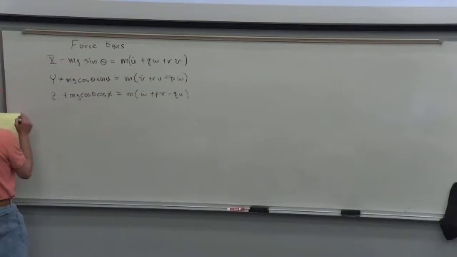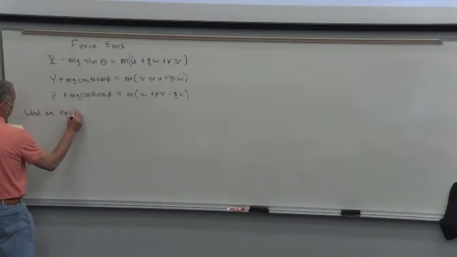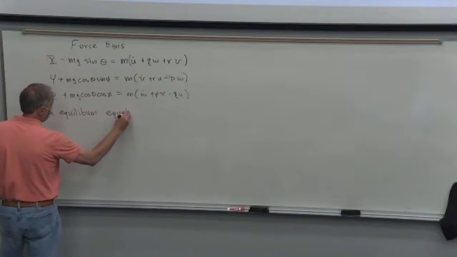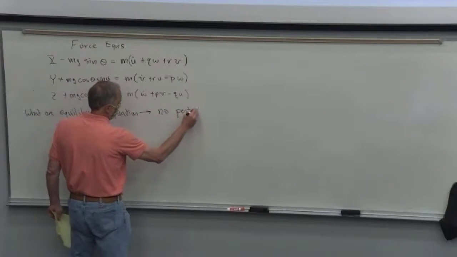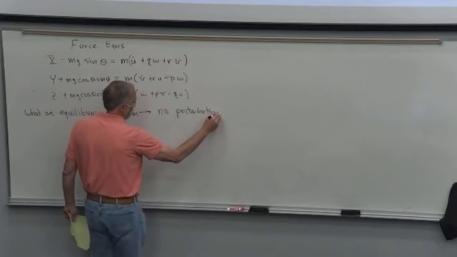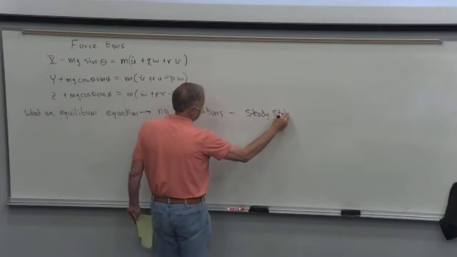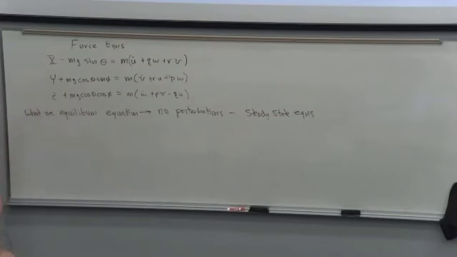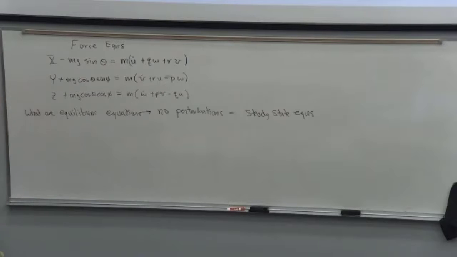All right. So the first thing we want to do is, what are the equilibrium conditions? I'm sorry, the equilibrium equations, which means no perturbations. And these are called the steady state equations. So that's the first thing we do, is we find the equilibrium equations. Now you won't need to do this in your homework because I'm going to give them to you here, but you will need them.